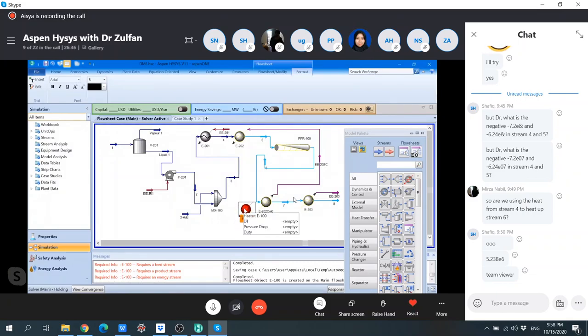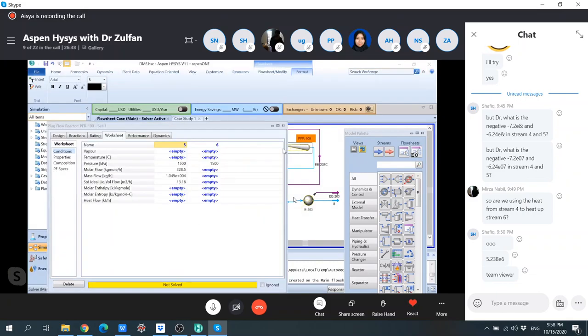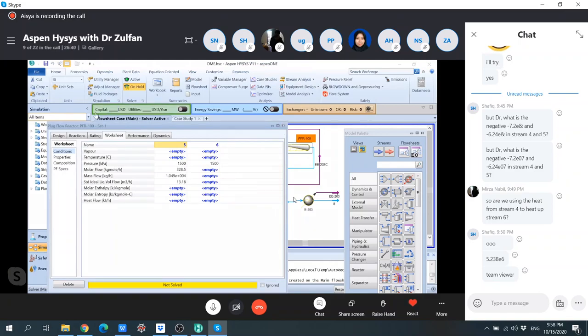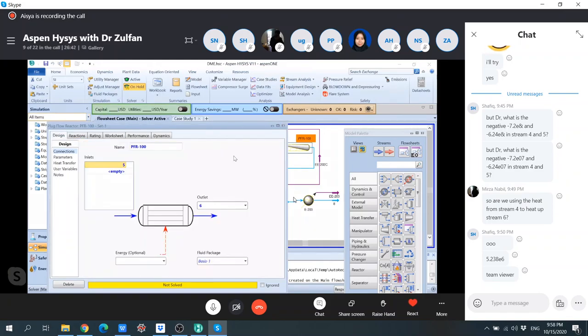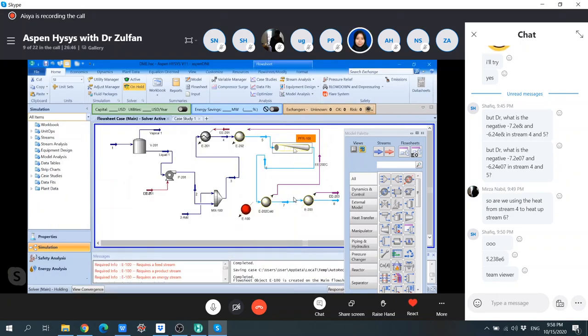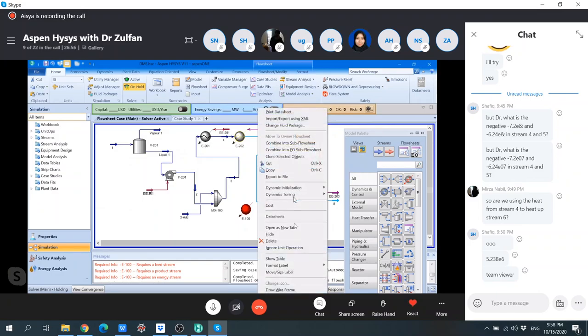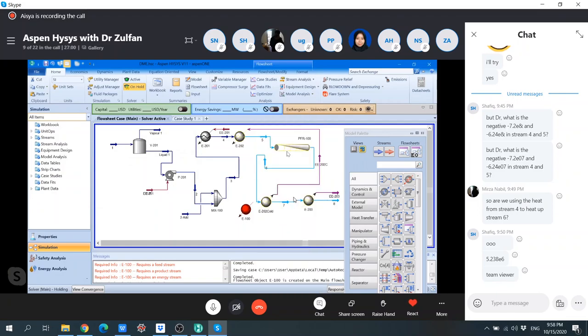So Shafiq provided a better solution. Just use the conversion reactor, which is easy. But again, it's all our learning point. So in this case, in order for those kinetic reactions to work properly, we have to add this heater and make sure that the inlet is 250 degrees C. Right, so we have another heater right here.